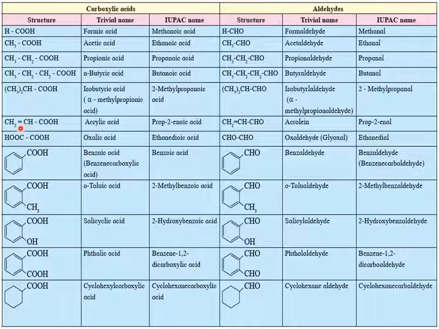And now for deriving the IUPAC name of this compound, in which the carboxylic functional group is present, you have to replace the E of prop-2-ene by OIC acid. Hence the name is prop-2-enoic acid.